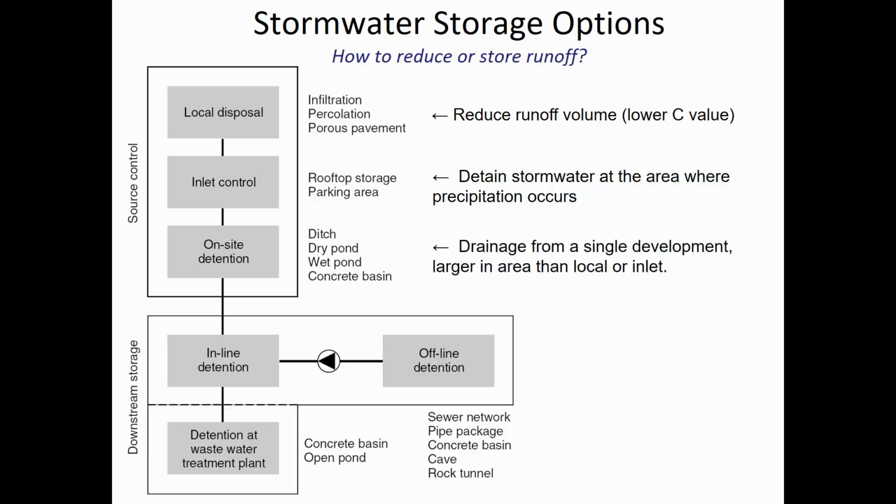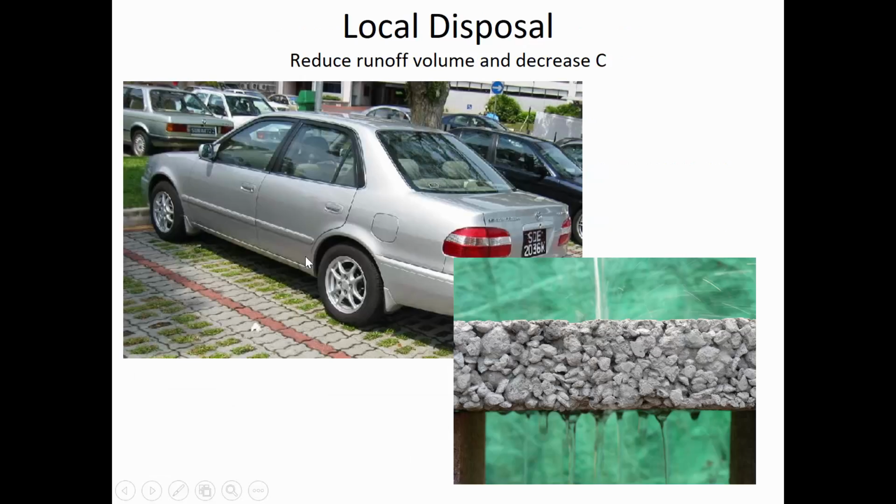An intermediate step between storing the water at its ultimate destination and storing it at its source is on-site detention using ponds, like we discussed last week. So local disposal, remember we watched the video of that water going into the porous concrete? That's an illustration of local disposal of water, making changes to reduce the impermeability of surfaces and allowing the water to infiltrate rather than run off.